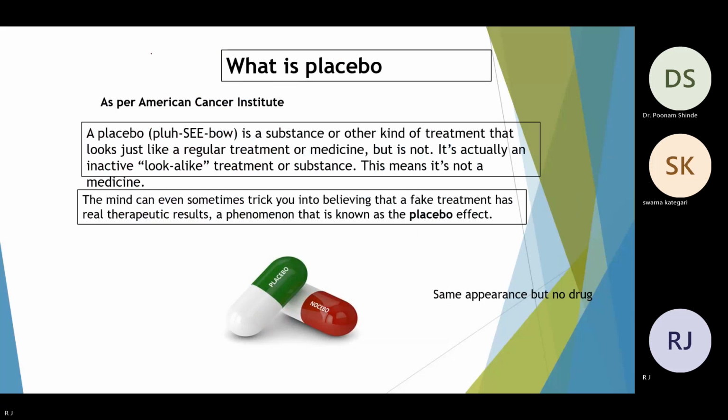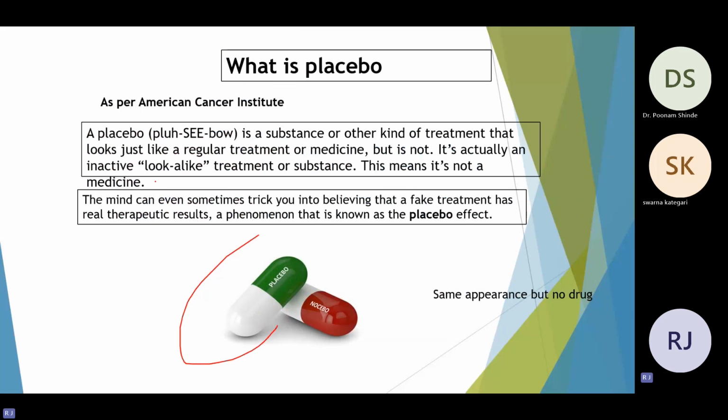So placebo, as per the American Cancer Institute, is a substance or any kind of treatment that looks just like a regular treatment or medicine, but it is not. It is actually an inactive look-alike treatment or substance. So in a clinical trial, what do we do? Apart from our treatment, we also use an inactive substance. It will look like a treatment, will look like an original medicine, but it will not have any effect.